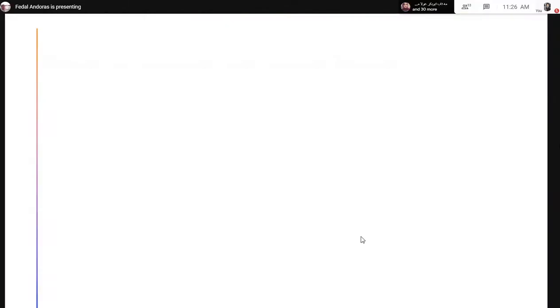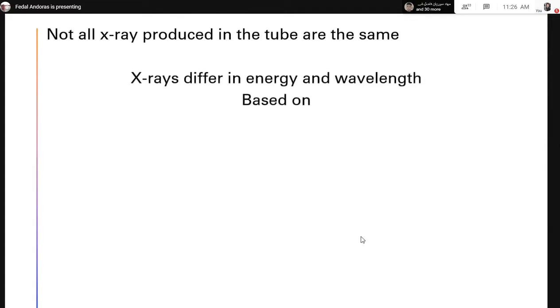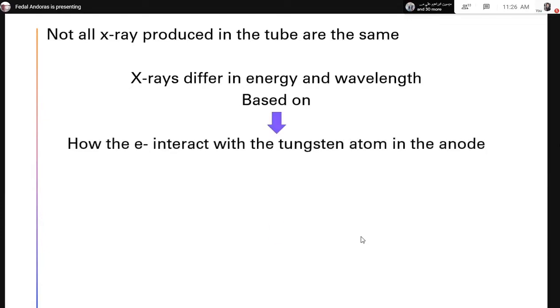So not all X-rays produced in the tube are the same. We will have X-rays that differ in energy and wavelength based on what? How the electron interacts with the tungsten atom in the anode. The filament heats up and electrons come, thermionic emission happens, and the high voltage accelerates the electrons from cathode to anode. Electrons with high kinetic energy will hit the anode and you will get X-ray.